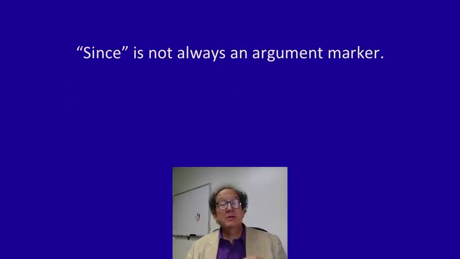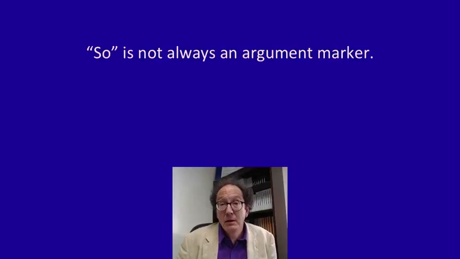And what this shows us is that you can't just look for the word since and always mark it as an argument marker. You have to think about what the word since is doing in that context. And that'll be true for a lot of other reason markers and conclusion markers as well. Here's another example of the same point, but with a conclusion marker, the word so. The word so sometimes indicates that the sentence after it is a conclusion and the sentence before it is a reason, but it can also indicate something entirely different.